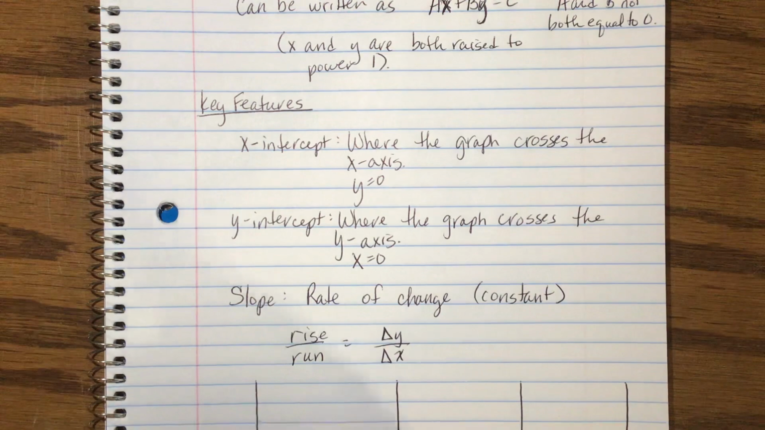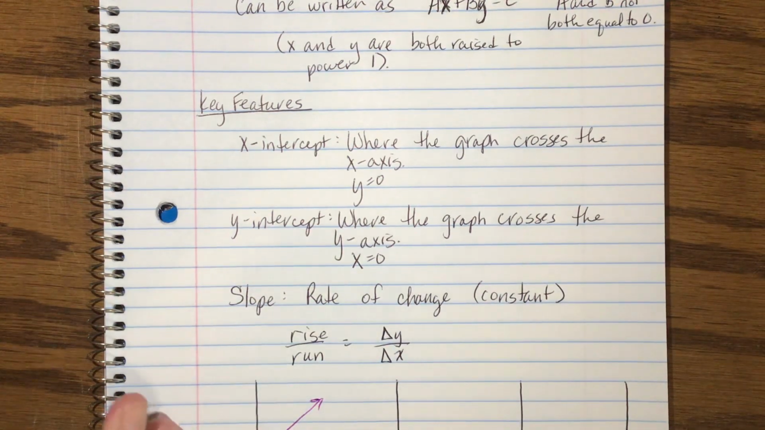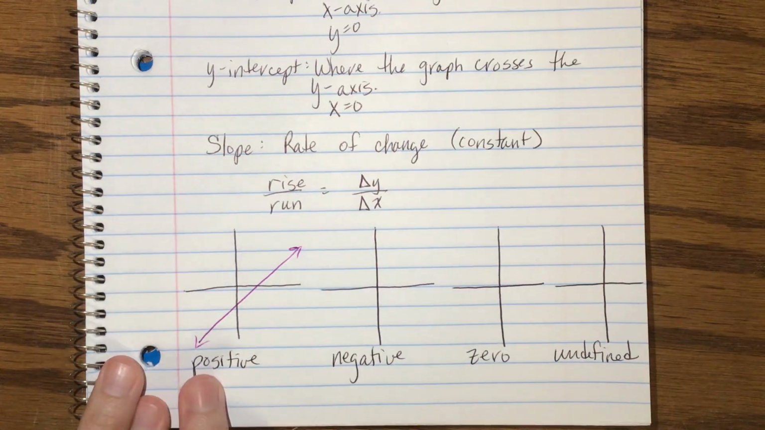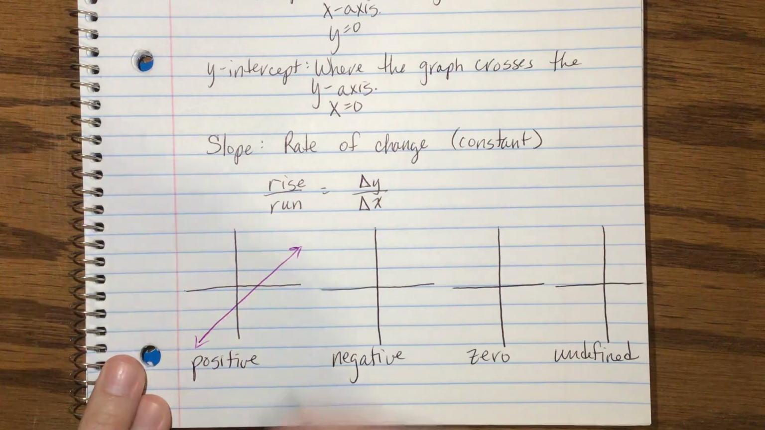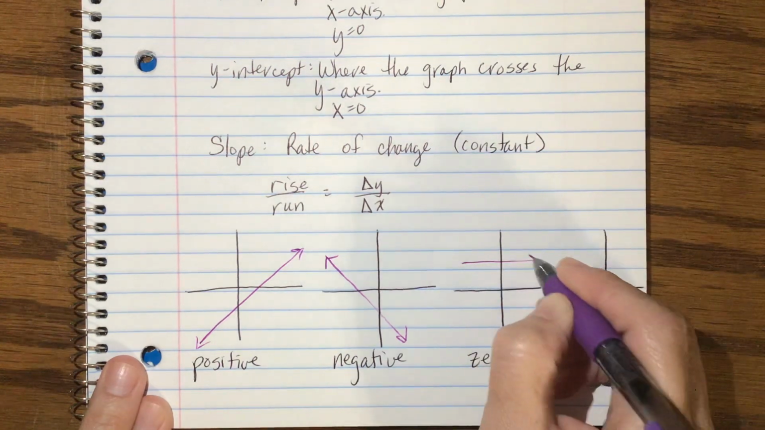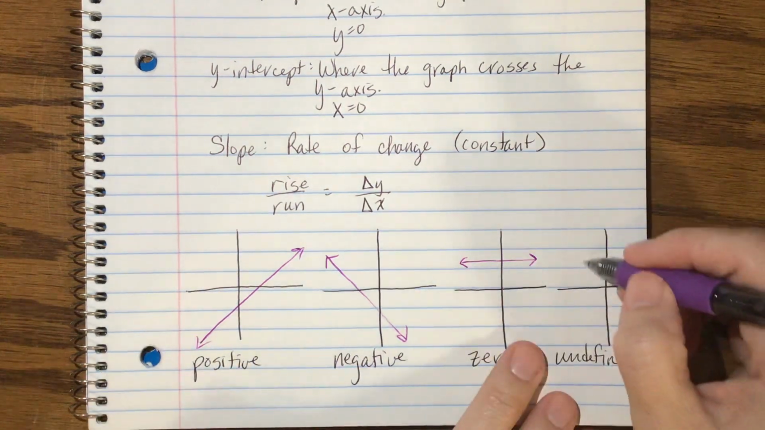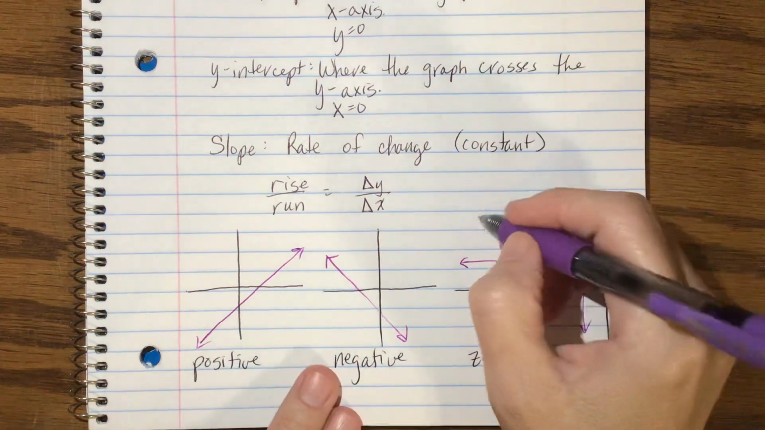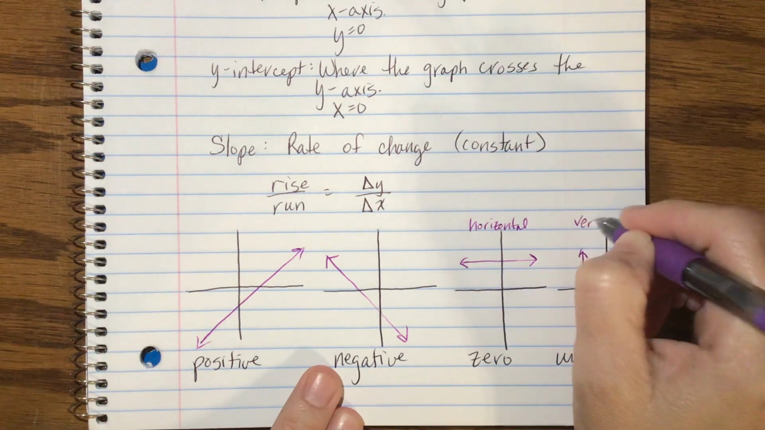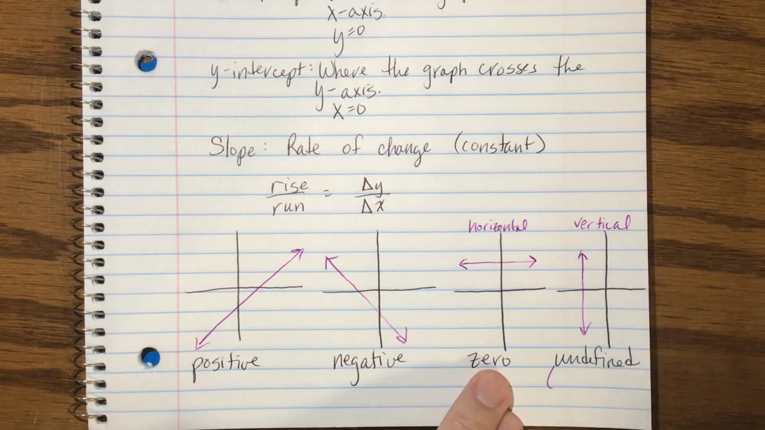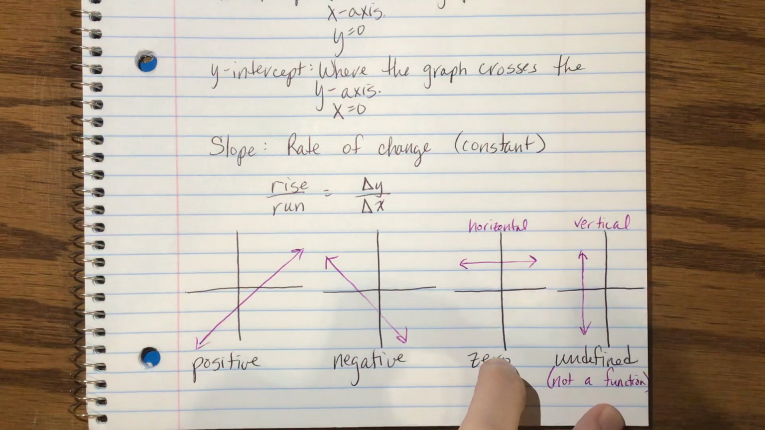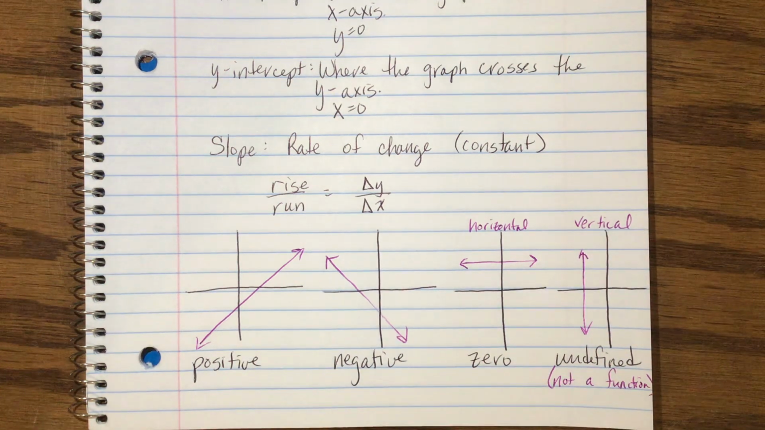Now, positive slope is going to go up from left to right. You're always going to read left to right. Negative slope is going to go down from left to right. 0 slope is going to be a flat ground. And an undefined slope is going to be a vertical line. So 0 is horizontal, and undefined is vertical. It is important to note that our undefined, this is not a function. It does not pass the vertical line test. That is not a function.